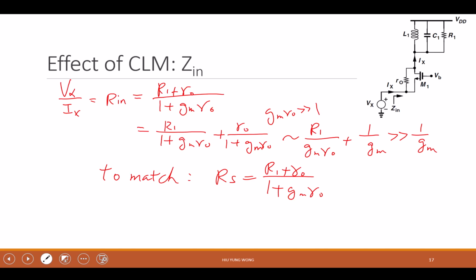R0 is what? Say again. Yeah, R0 is the channel length modulation of the M1. Originally it's infinity, then we just need 1 over GM. But now we need to match this whole term, which is actually larger. So you thought that you're matching for 50 ohm, you actually may get 60 ohm.